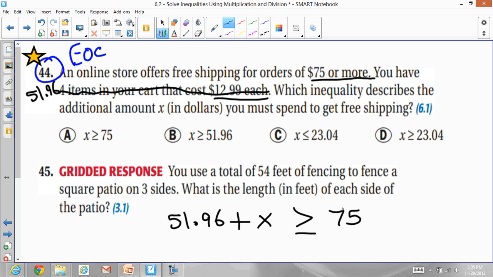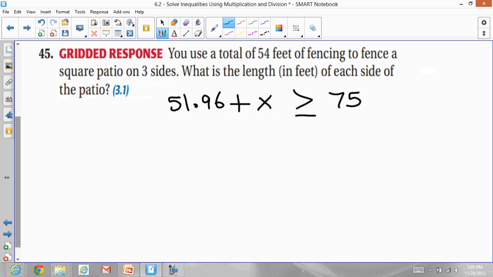They're not asking you to solve it. Look at the answer choices. They are talking in terms of X. You need to be careful. So $51.96 have been ordered plus X amount of dollars must be greater than or equal to 75 to qualify for the free shipping. Now, once you set up this equation, your inequality, you need to do your one step.